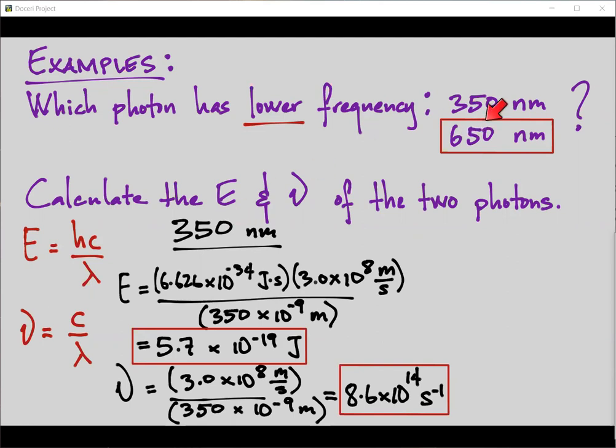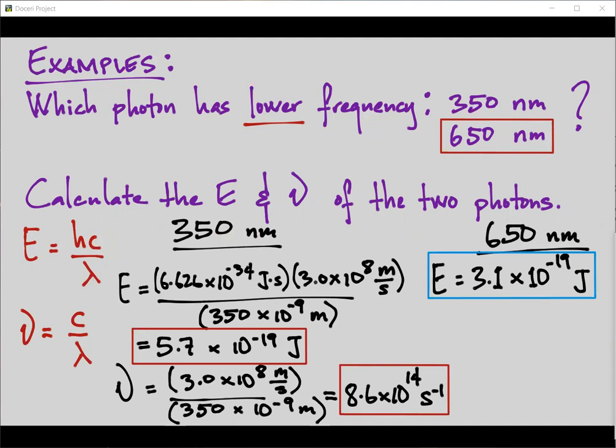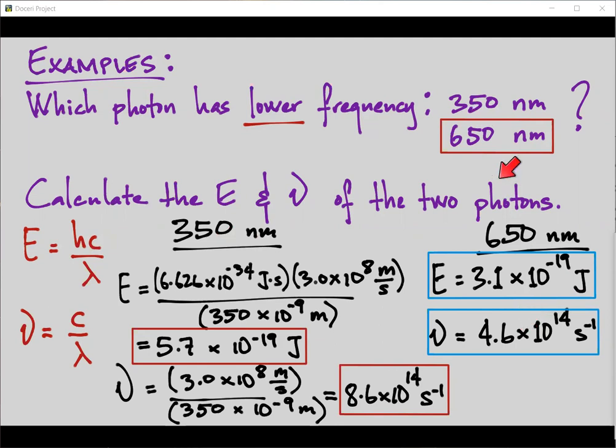How do we calculate for 650? Well, we can use the same exact equations here. When you plug that into the calculator, you'll get an energy of 3.1 times 10 to the negative 19 and a frequency of 4.6 times 10 raised to the 14th power. So when you compare the frequencies here for 650 and 350, the 650 nanometers has a lower frequency than the 350 nanometers.